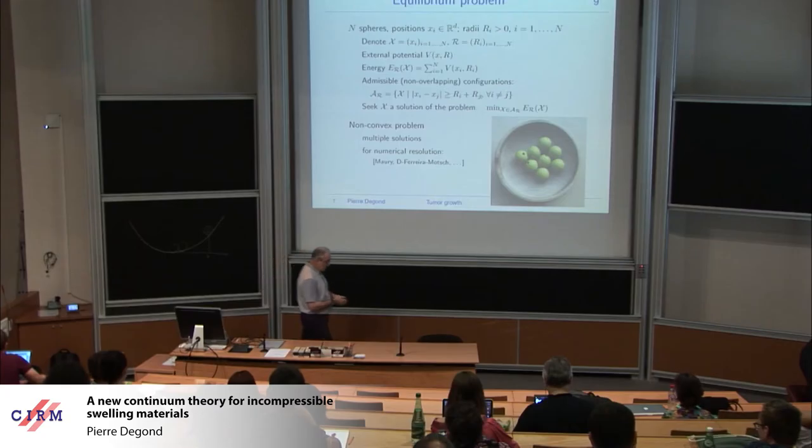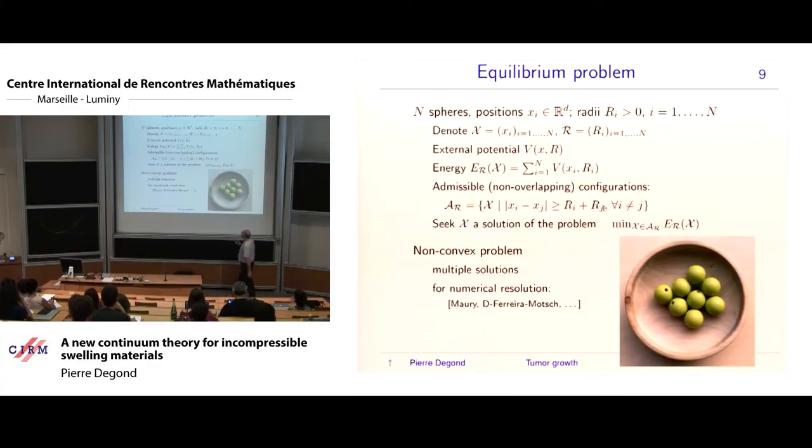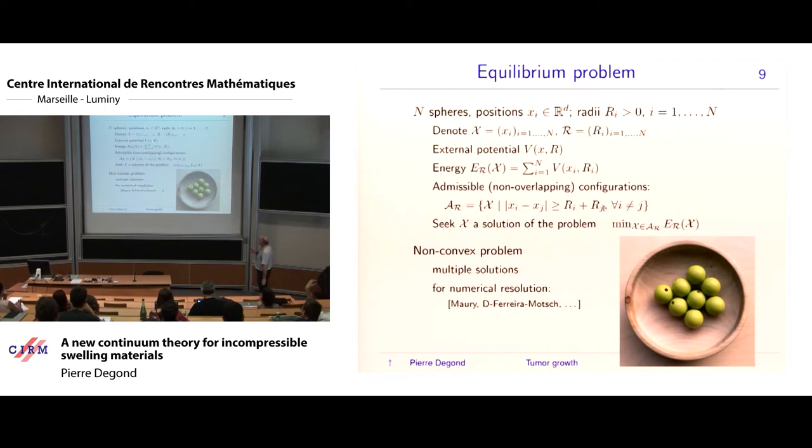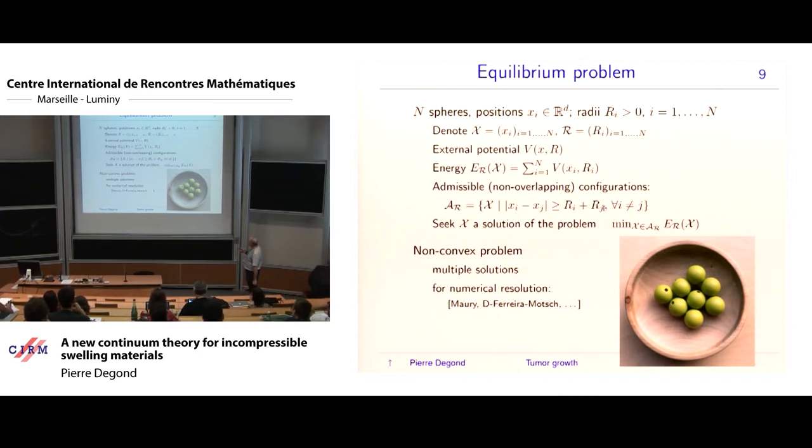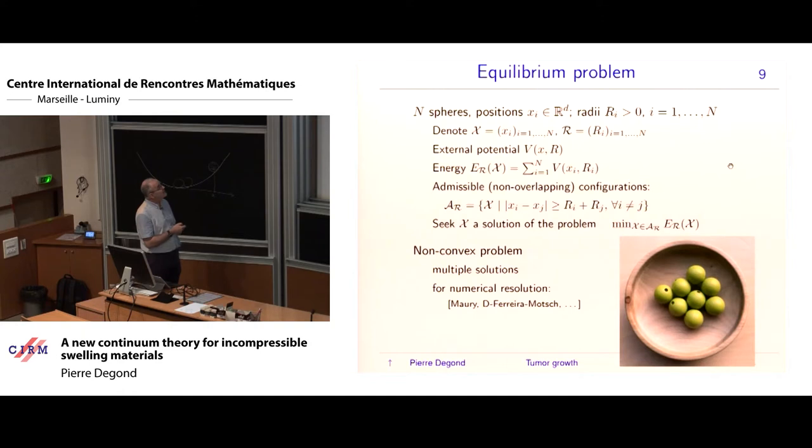In general, I'm going to assume there is a function of the position of the bead and of its radius that gives the energy of a bead with position x and radius r, and the total energy of the system is uncoupled. It's just the sum of the individual potential energies, but they need to minimize these energies in an admissible configuration, which is a set of positions where the distance between the centers is larger than the sum of the radii. So the interactions between the beads are only through the constraint, and we try to find a minimum of this energy in this configuration space. Of course, there are a lot of solutions. It's a non-convex problem.